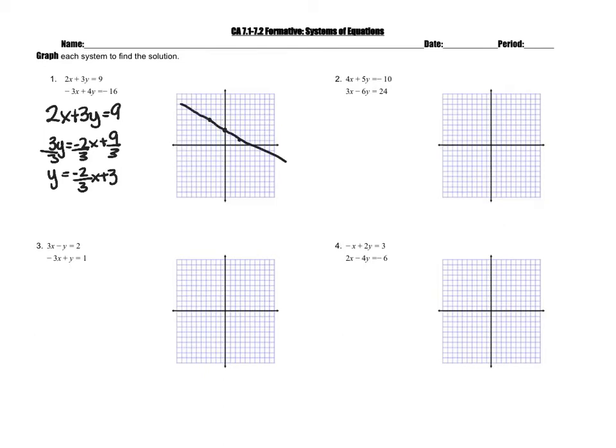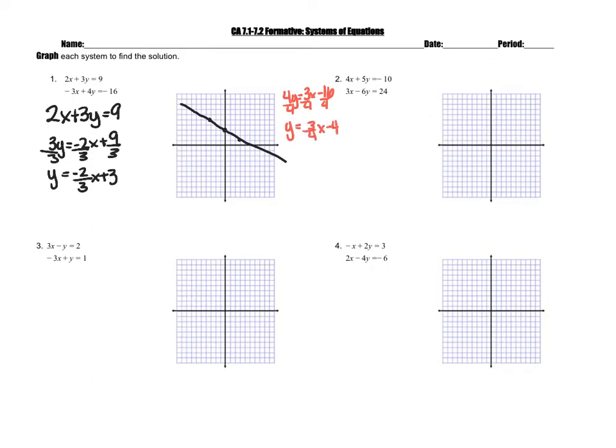Now for our second equation, I'm going to switch up the color here. So negative 3x plus 4y equals negative 16. We're going to add 3x to both sides. So we have 4y equals 3x minus 16. We're going to divide by 4. So y equals 3 over 4 x minus 4.